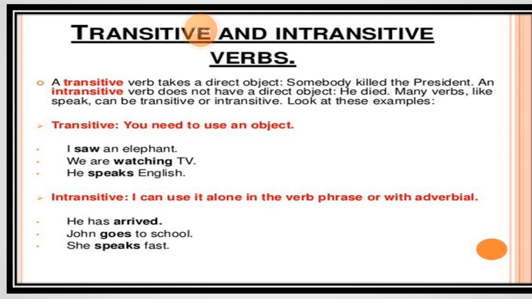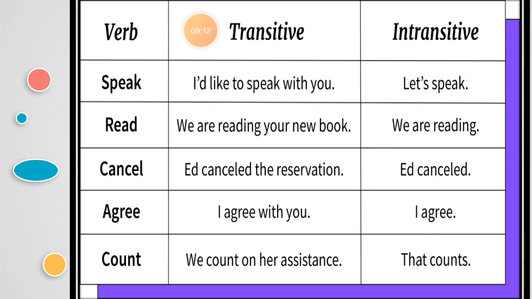In intransitive, I can use it alone in the verb phrase or with the adverbial phrase, like he has arrived. John goes to school. She speaks fast. So she speaks over here is intransitive because it is not followed by the direct object. So here are some examples. Speak is used. I would like to speak with you. This is transitive. And let's speak intransitive. Read. We are reading your new book. We are reading. So here are the examples of the transitive and intransitive too, in order to make you more clear.